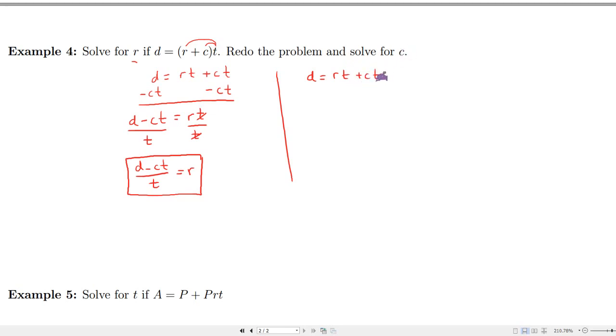So we want to keep the terms that have c on one side. So this is the only term with the c in it. So we're going to bring the other terms to the other side. So we'll bring the rt to the left. So we'll subtract both sides by rt. And so we'll have d minus rt is equal to ct. And then solving for c, we just have to divide both sides by t here. And so then we'll end up with c is equal to d minus rt over t.